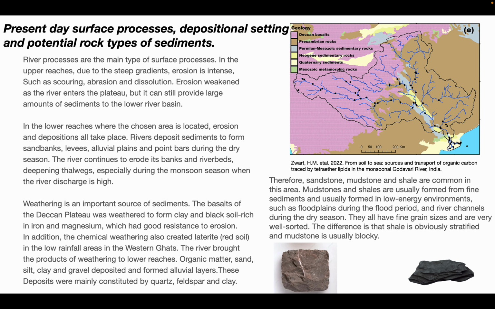Mudstone and shales are usually formed from the fine sediments and usually formed in low-energy environments, such as floodplain during the flood period and the river channel during the dry season. They all have fine grain sizes and are very well sorted. The difference is that the shale is obviously stratified and the mudstone is usually blocky.